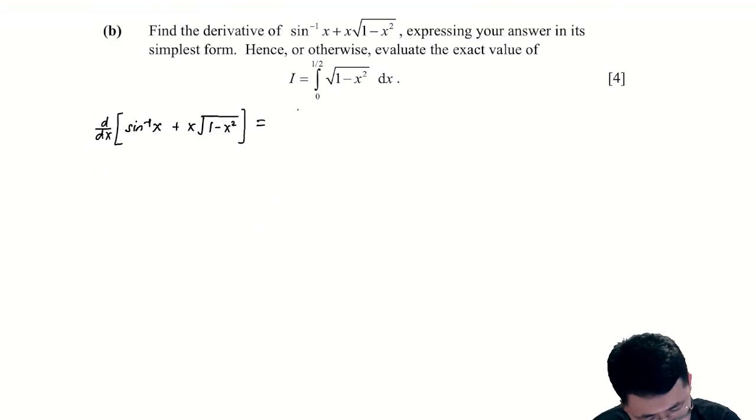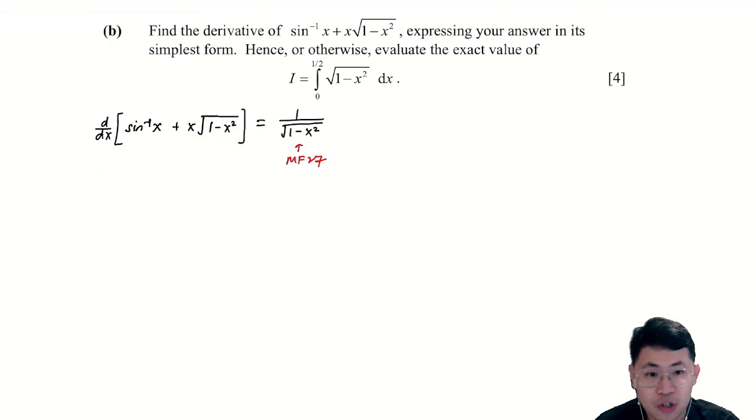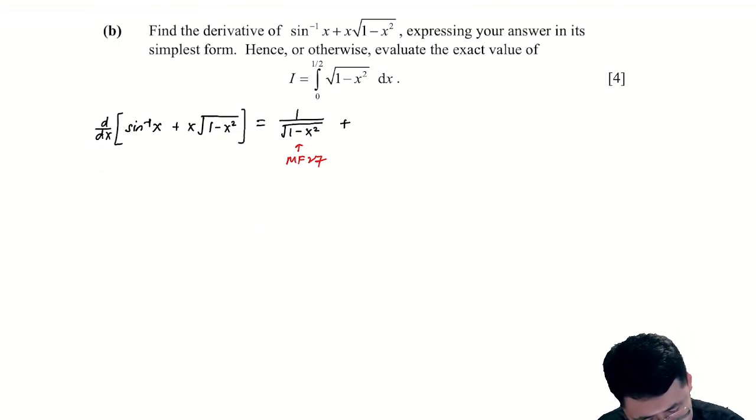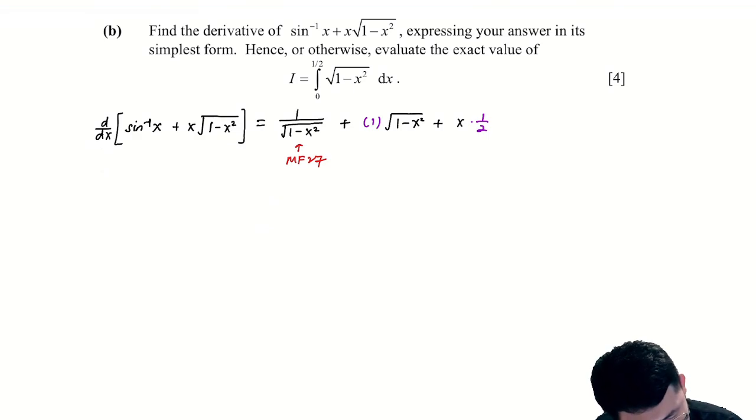Next one, this one over here is the product rule, so we differentiate carefully. So plus, differentiate the x, then we keep the right hand side over there. Then plus, keep the x, and then we differentiate this. How do we differentiate this? Half of 1 minus x squared to the power negative half.